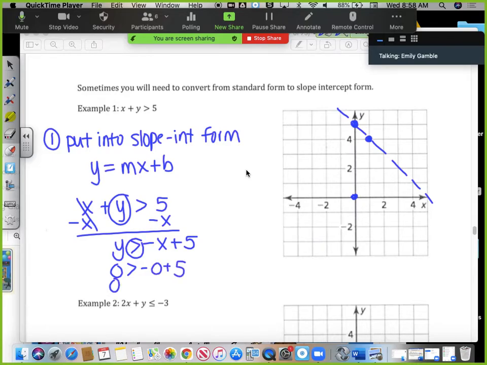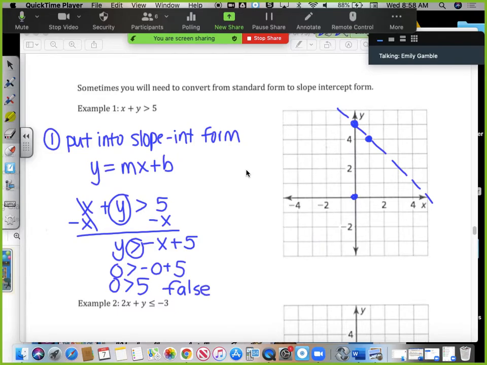And I get 0 is greater than negative 0, which is just 0, plus 5 is 5. And this says here 0 is greater than 5. That's not true. 0 is not greater than 5. 0 is less than 5.